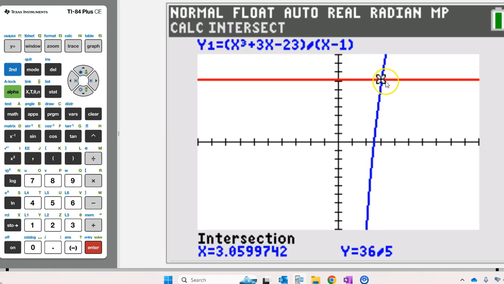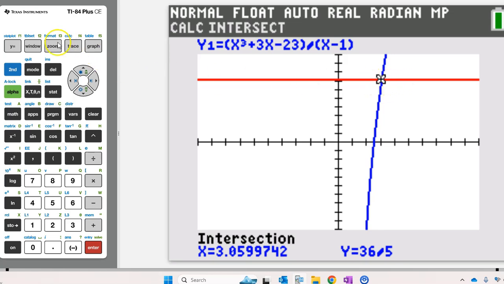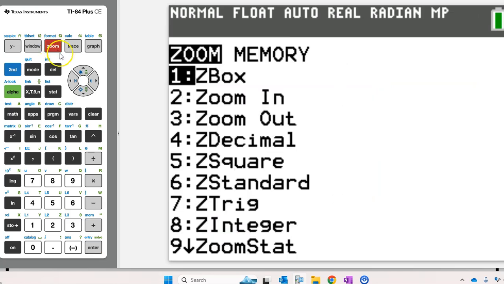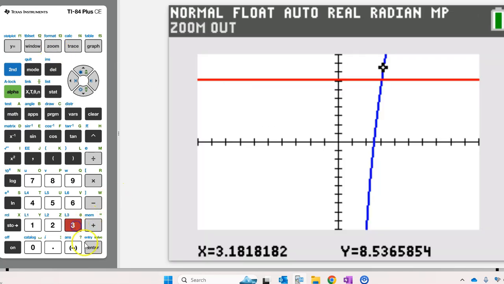I'd like to be sure that there are no other intersection points, so I'm going to zoom out. So hit zoom and 3 and enter.